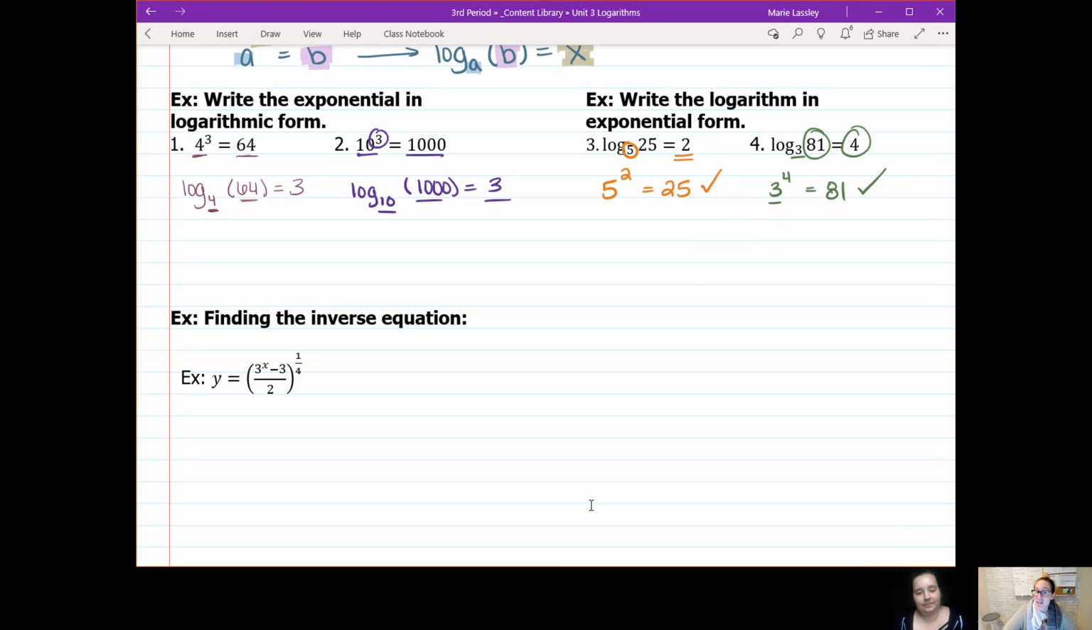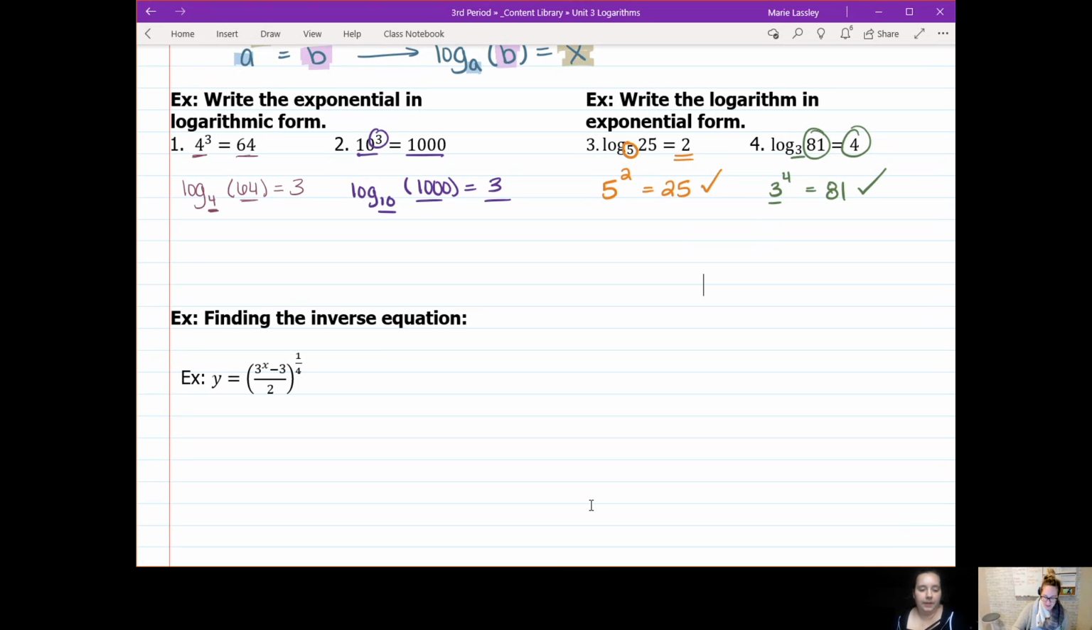Finding the inverse equation when you're given an exponential and transforming it to a log function. So a lot of algebra skills are going to be used here. Please take your time when you're doing problems like this one, because they are pretty tedious and you have to make sure you're using your order of operations exactly correct. All right, Miss Margaret, what's our first step when we're finding the inverse?